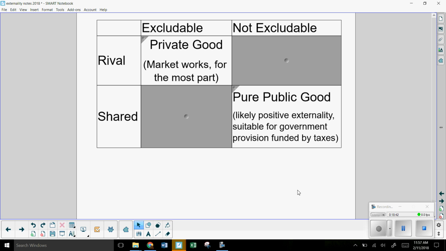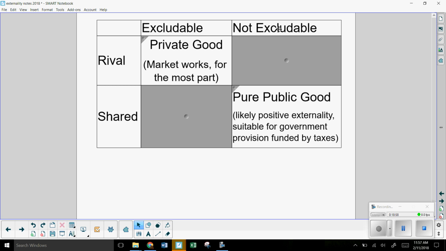At the other extreme, where the good is shared in consumption and also not excludable, we have what we call a pure public good. And in those situations, almost always there will be a positive externality, and it would be the type of good that's suitable for government provision that's funded by taxes. So let's think about national defense as a quick example of that.